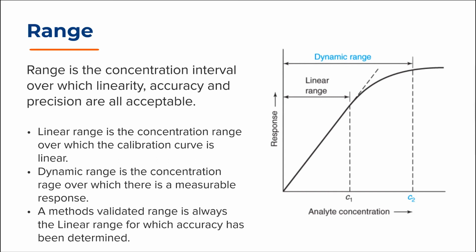Lastly, we need to define the method range. The method's range is the range that is reported in the validation report and is the range of concentrations for which the method has been demonstrated to be both linear and accurate. Typically, method range is established by running a series of spike recovery experiments at the low, mid, and high levels of the linearity curve to establish accuracy at those points.